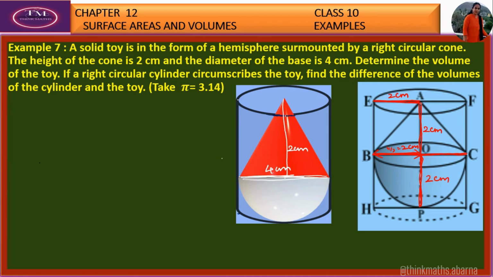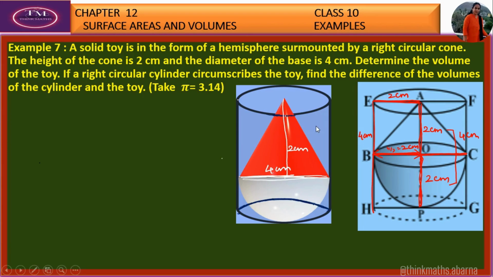So the radius of the hemisphere is 2 centimeter. That means the height of the cylinder is nothing but 2 plus 2, which is 4 centimeter. So the height of the cylinder is 4 centimeter. Okay. Now these are the data given. Now let us start the solution.